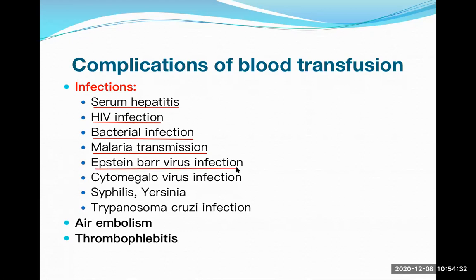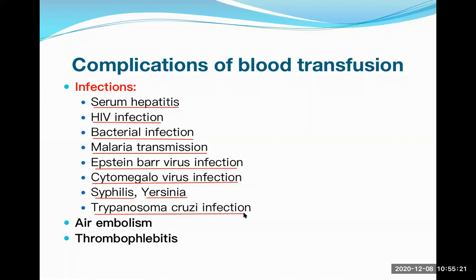Epstein-Barr virus infection can be transmitted by blood. Cytomegalovirus infection can be transmitted by blood. Syphilis. What is the causative agent of syphilis? Treponema pallidum. Exactly. Treponema pallidum is the causative agent of syphilis that can also be transmitted through blood. And Yersinia is the causative agent of plague, Yersinia pestis. Another type of Yersinia is Yersinia enterocolitica, which can cause GI infection. Yersinia enterocolitica can be more easily transmitted by blood than Yersinia pestis.